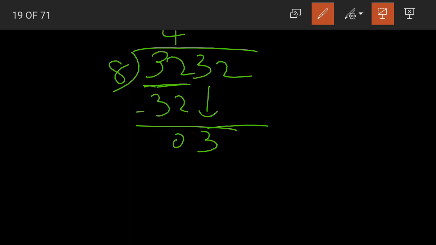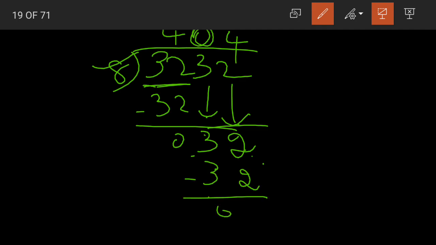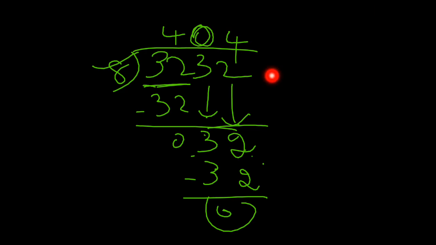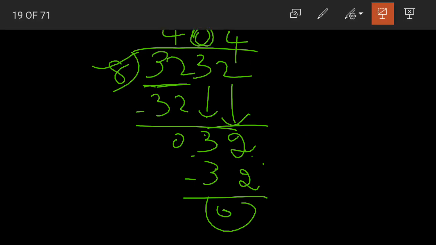Again the same problem we are facing here. 3 is less than our divisor, so it is not possible to divide. So what we'll do? We'll bring another digit down and we'll place 0 in the quotient. Yes, we are bringing 2 digits down here, so we are placing a 0. Now again, does 32 come in 8th table? Yes, 8 fours are 32. When we subtract, 0 will be a remainder. So what is our quotient? 404 becomes our quotient and 0 becomes our remainder.